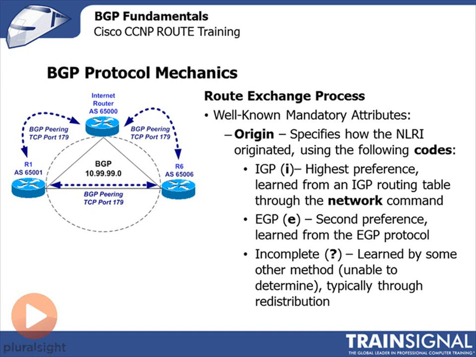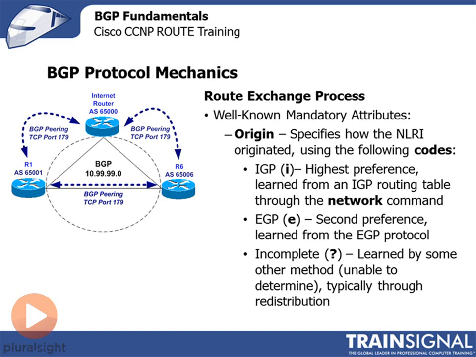The second origin code is E, or EGP. If you recall from our discussion about design principles, EGP was the predecessor of BGP. It's no longer in use, and essentially you're not going to see this, but this is the second preference. It was learned from the EGP protocol.